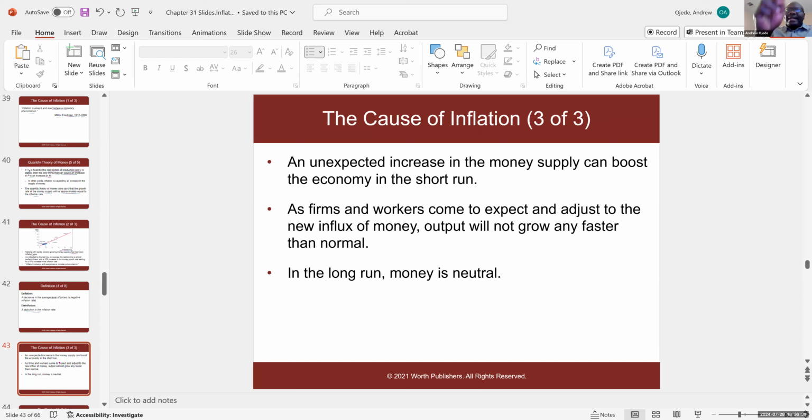An unexpected increase in the money supply can boost the economy in the short run. As firms and workers come to expect and adjust to the new influx of money, output will not grow any faster than normal in the long run. So in the long run, money is neutral, meaning that money does not cause output to change anymore. If you print money when the economy is already stable, when all the economy's productive capability has been maximized, the result is inflation.